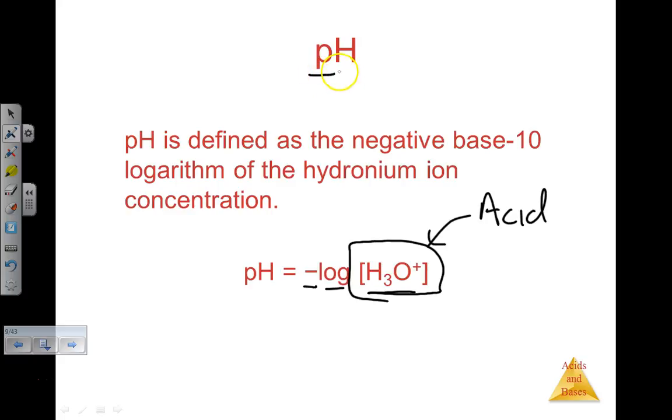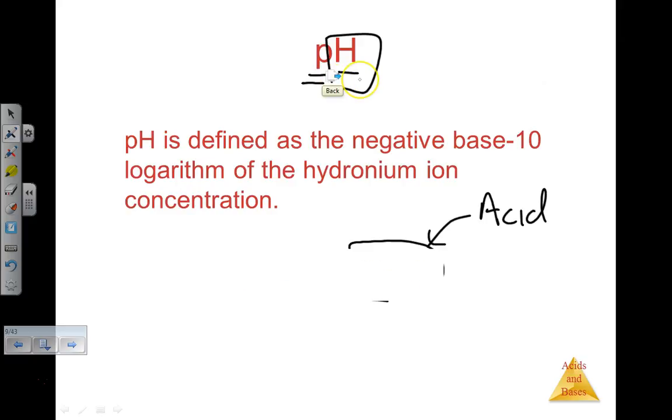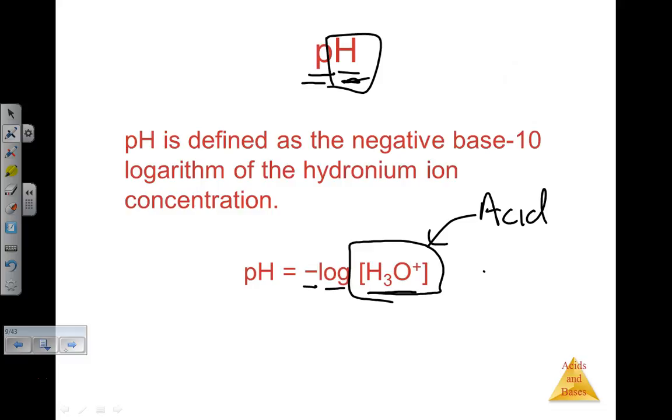So pH, I don't know exactly where the phrase pH comes from, but I always think that pH means per hydronium ion or per hydrogen ion. I don't know if that's exactly true. My high school chemistry teacher taught me that once, but it is what it is. So anyways, pH basically tells us about what an acid is.